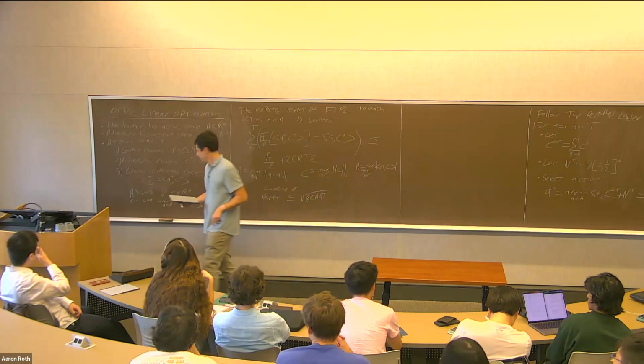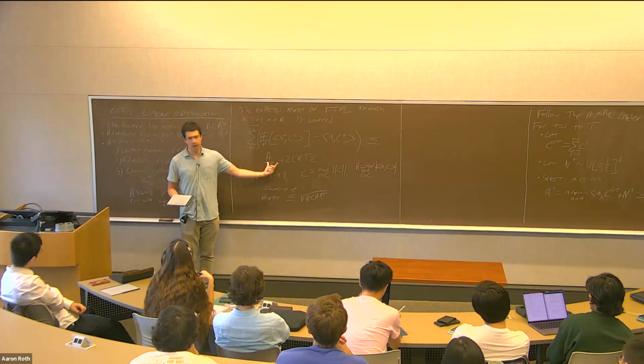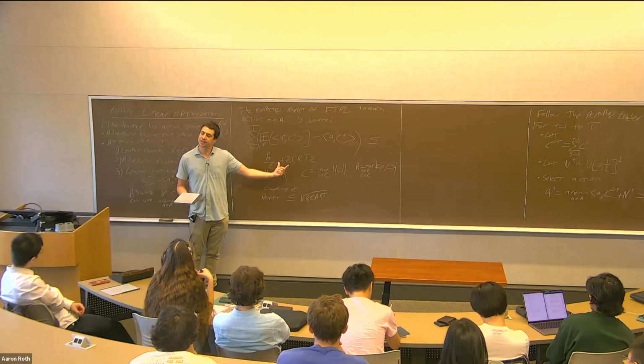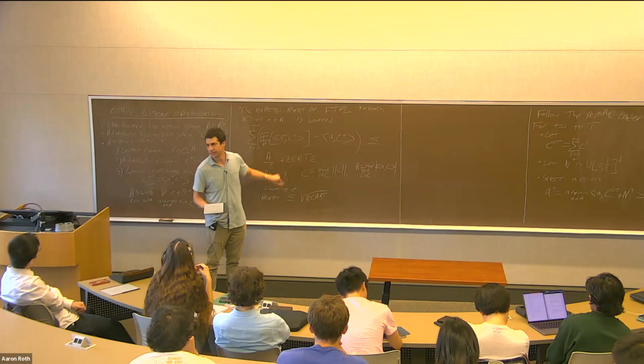Yeah. How do you choose epsilon again? Yeah, so this is our bound in terms of epsilon. If I want to get the best worst case bound, I'm going to set this term equal to this term, and that's how I pick epsilon.